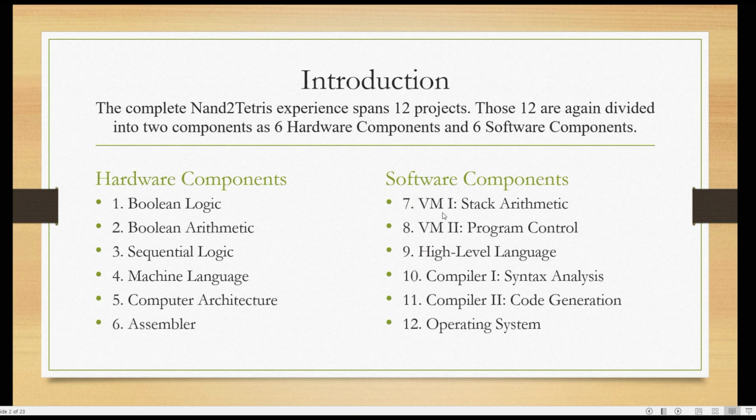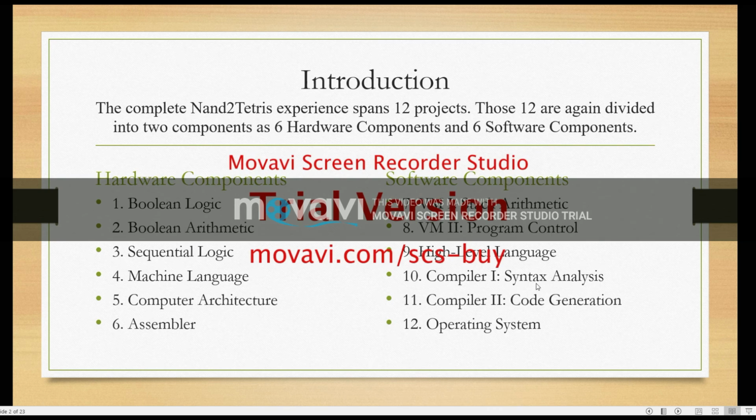Software components: virtual machine 1, that is static arithmetic; virtual machine 2, that is program control; high level language; compiler 1, syntax analysis; compiler 2, code generation; operating system. These are all the 12 modules we have in the Nand2Tetris implementation.